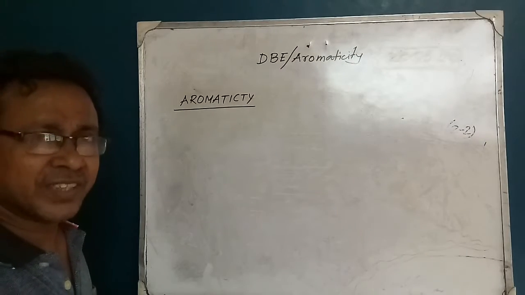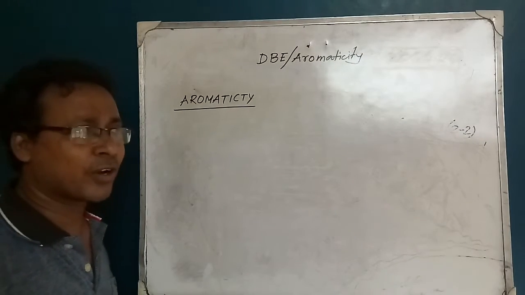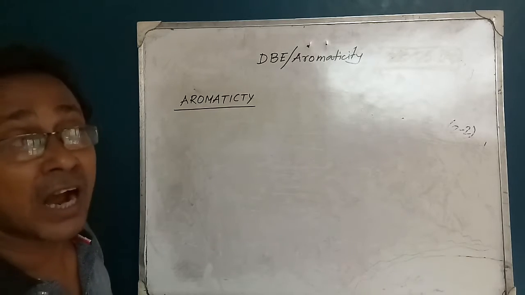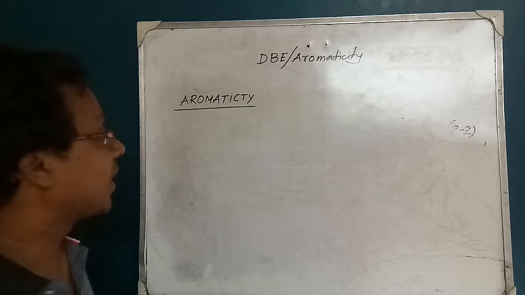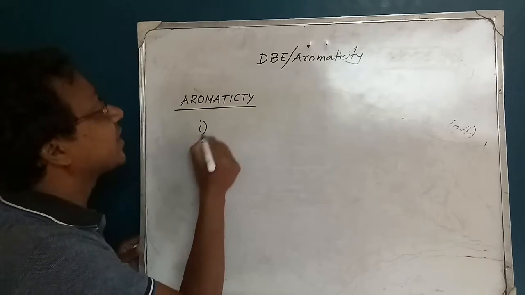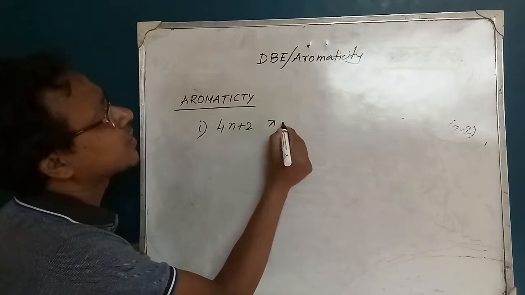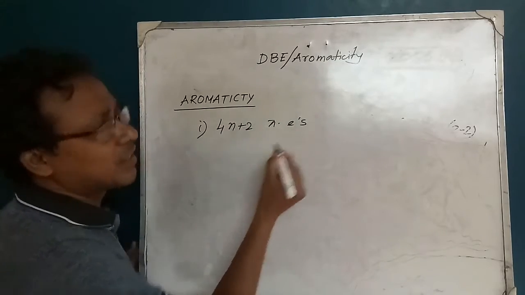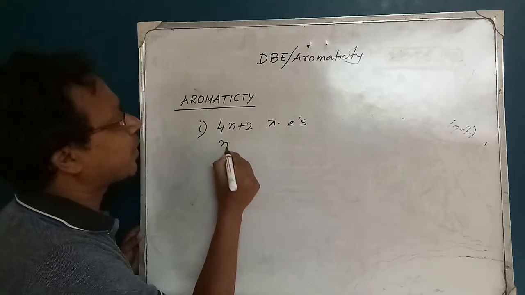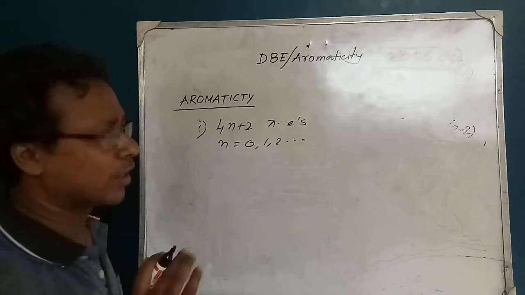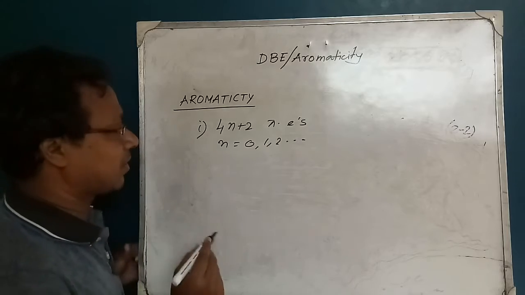We already discussed the role of aromaticity in organic chemistry. Now, according to Huckel, how will you identify an aromatic compound? According to Huckel, there must be 4n plus 2 pi electrons. We already know it, and n equals 0, 1, 2, etc., a whole number, not a fractional number.